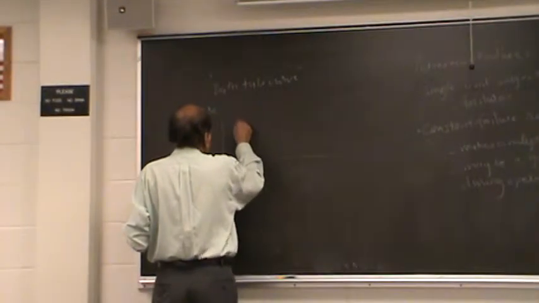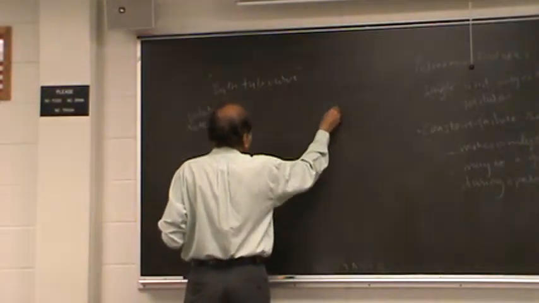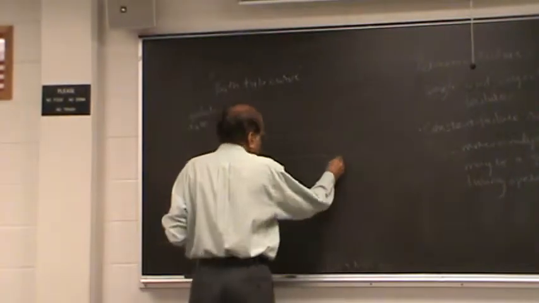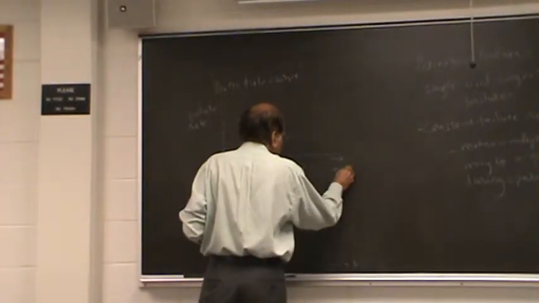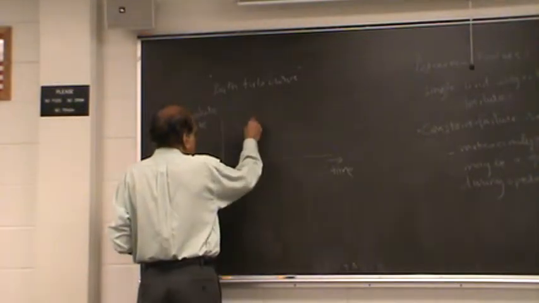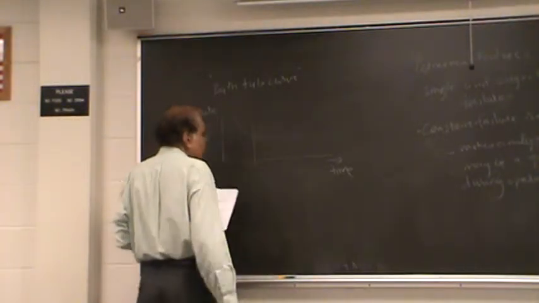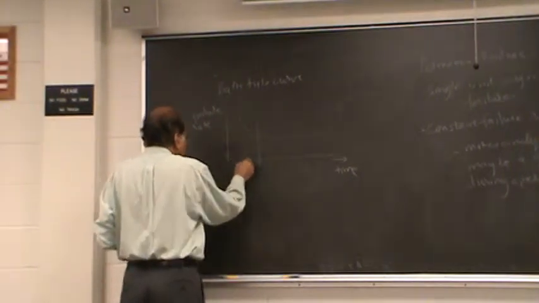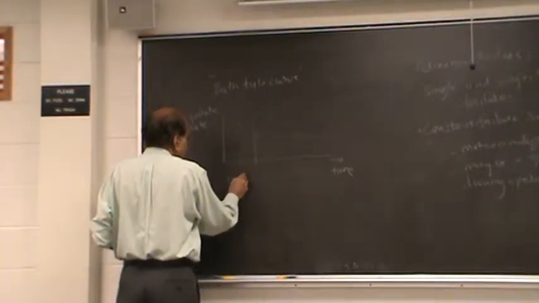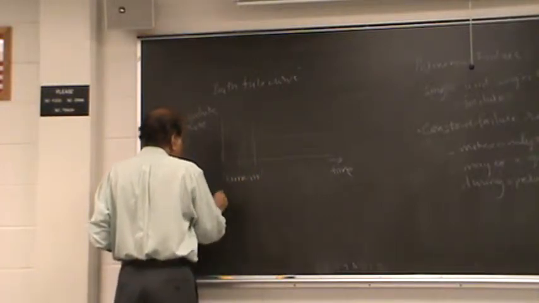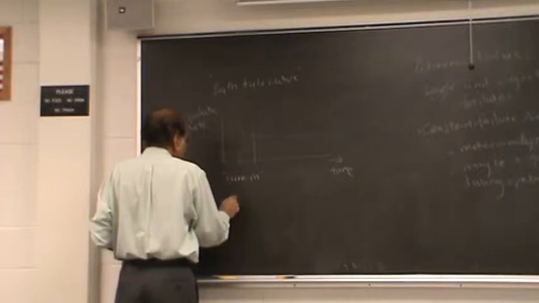So in the classic bathtub curve, the assumption is that the failure rate goes this way. In the beginning, we have some high failure rate, and this is known as the burn-in period, and is also known as infant mortality.